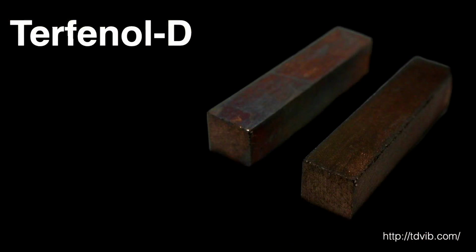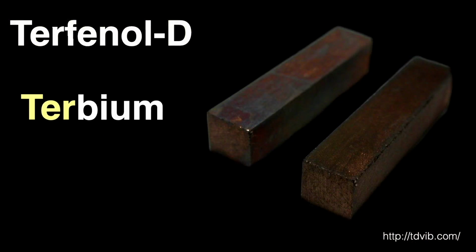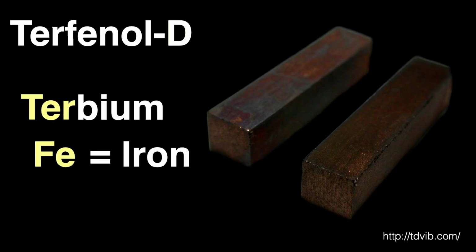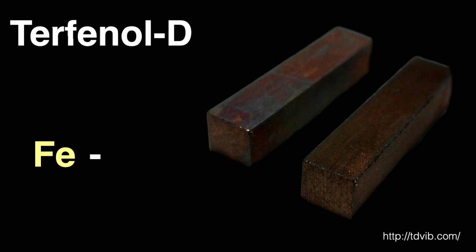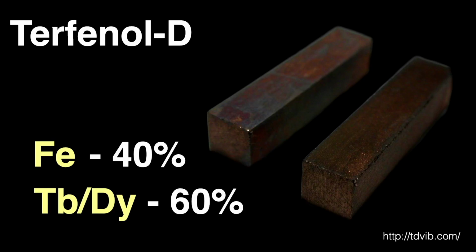Terfenol-D is a unique alloy made of terbium, the "Ter" and the previous element in this series, iron, Fe is the chemical symbol for iron, and dysprosium, the D in Terfenol-D. It's about 40% iron with the remaining 60% terbium and dysprosium combined. Why is this alloy unique?